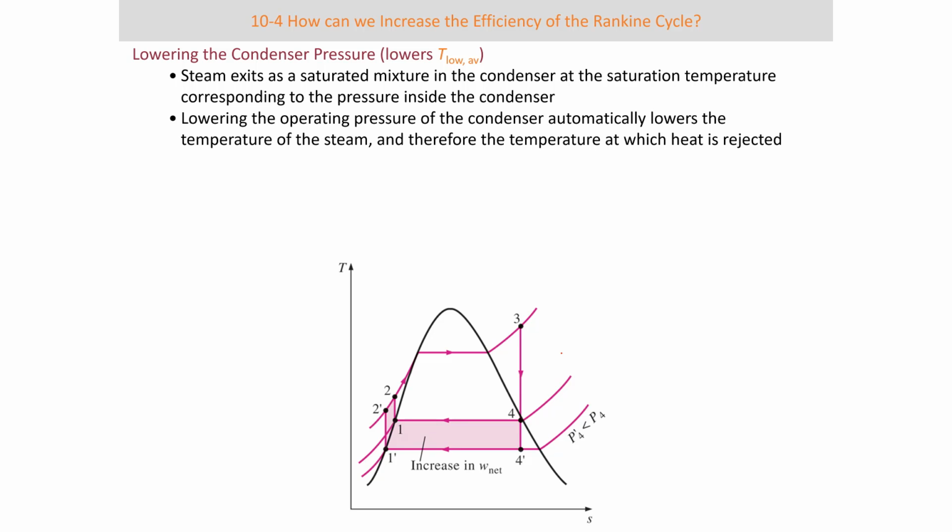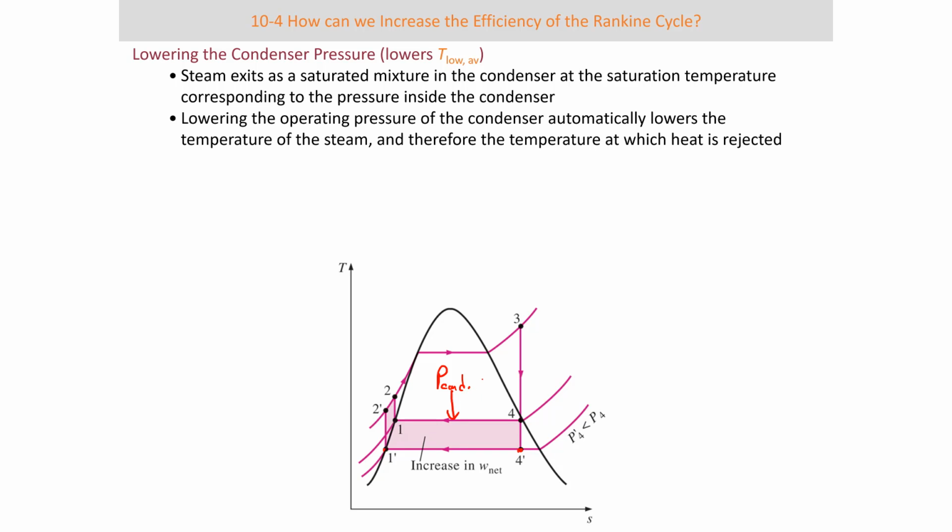So let's look first at lowering the condenser pressure. Steam exits as a saturated mixture in the condenser at the saturation temperature corresponding to the pressure inside the condenser, right? So basically, the lower pressure here would be the pressure of the condenser. The condenser operates at a pressure, which means that is going to be the saturation pressure. The heat exchange going on is occurring during a saturated mixture, right? It comes in as a saturated mixture, it exits as a saturated liquid.